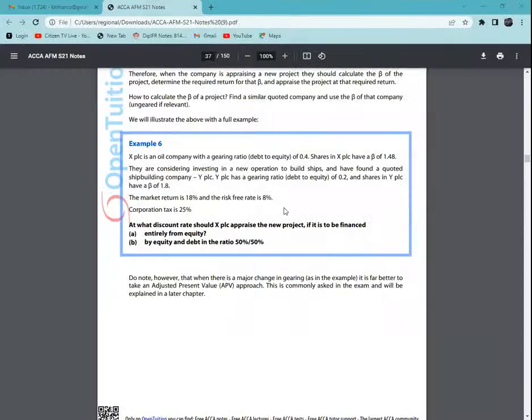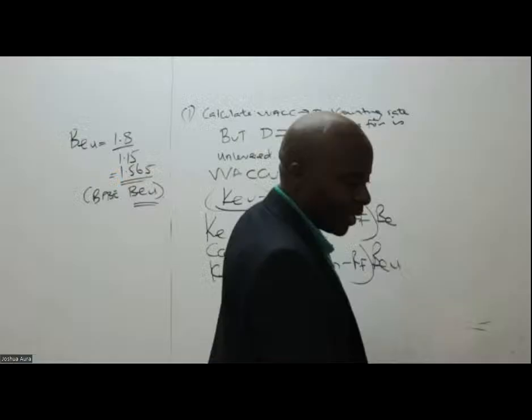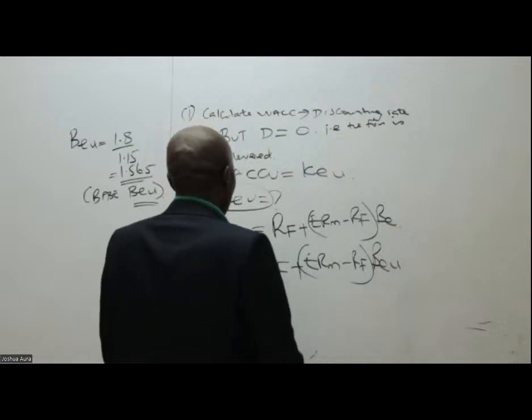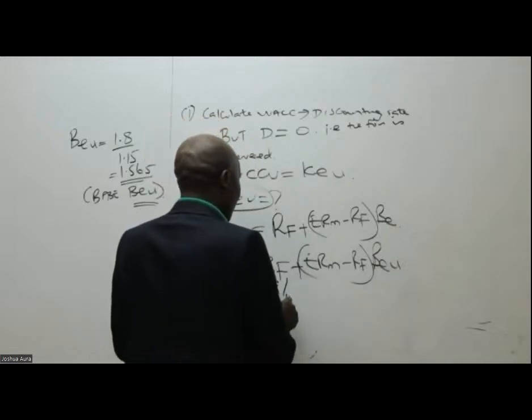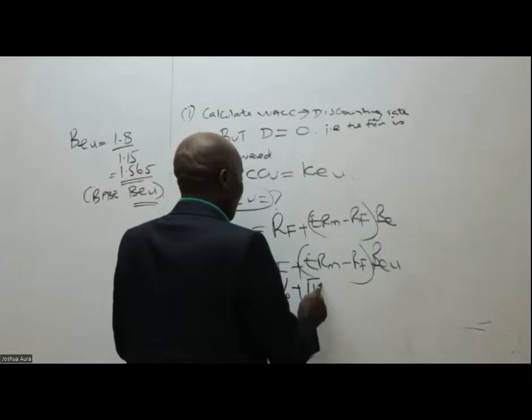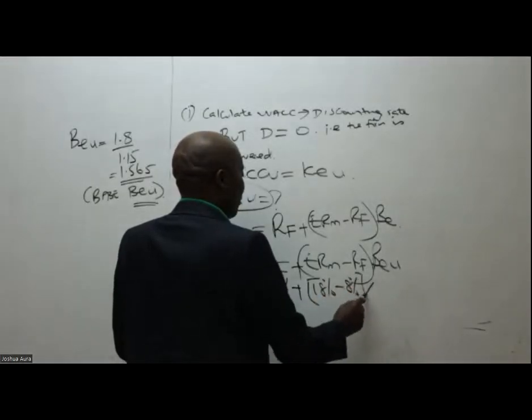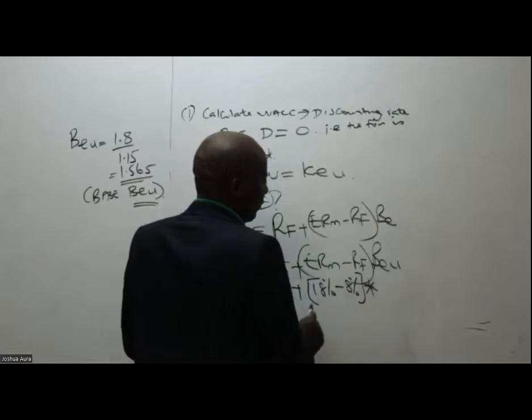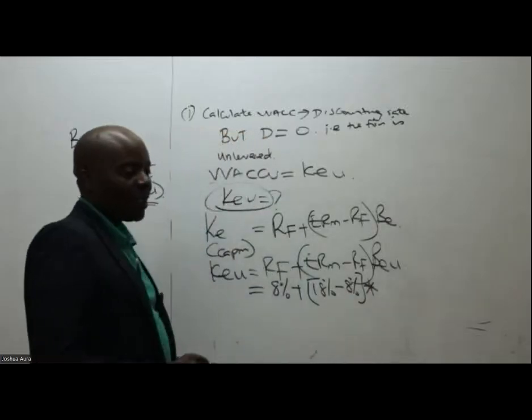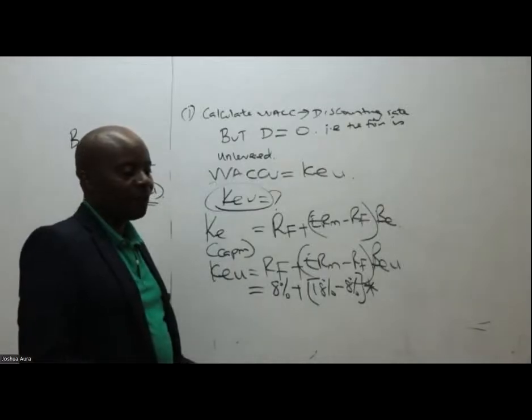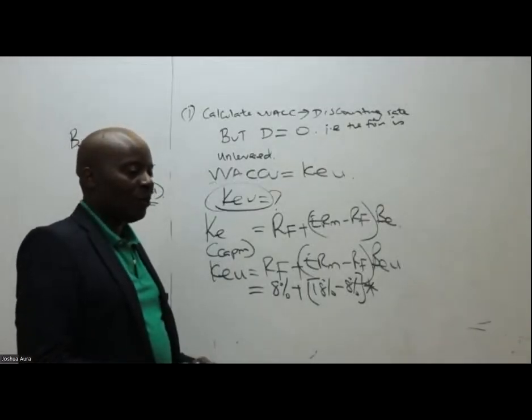Yes, it's 8% and the market return is 18%. So no worries at all. So we are being told here that the risk-free rate of return is 8% plus 18%, the market return, minus 8%, multiplied by beta equity of unlevered firm. So could you kindly give me the beta equity of unlevered firm?